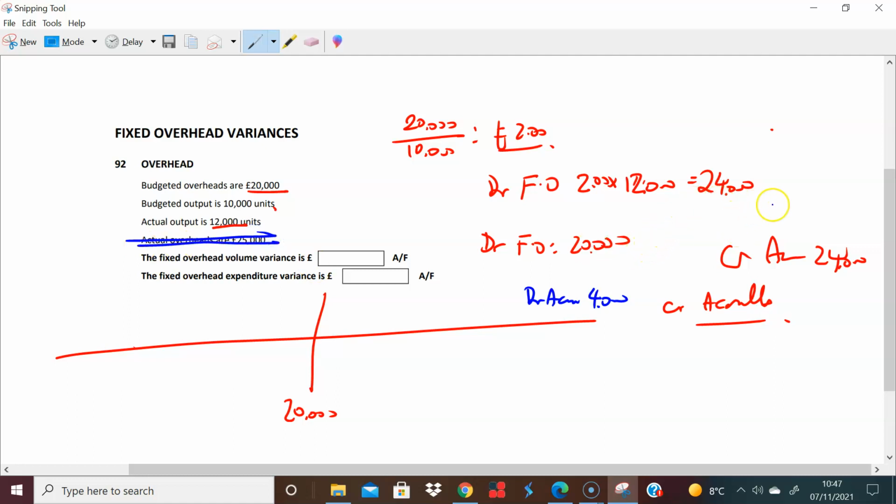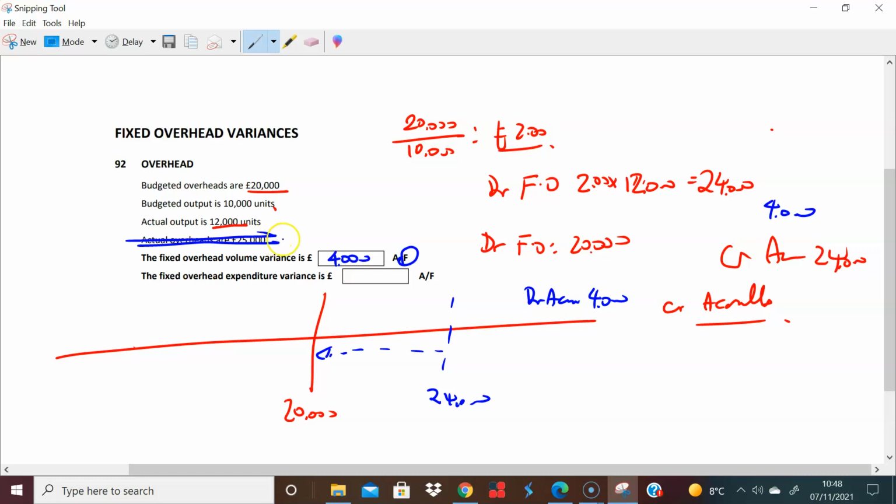This action of, you've put 24 into the accounts, you're now bringing it down to 20, is what's referred to as your volume variance. It's saying, we've put 24, it should be 20, but because we're bringing it down, we're easing the accounts of 4,000. In effect, we're reducing expenses by 4,000. So it is a favorable variance. The 4,000 is a favorable variance.